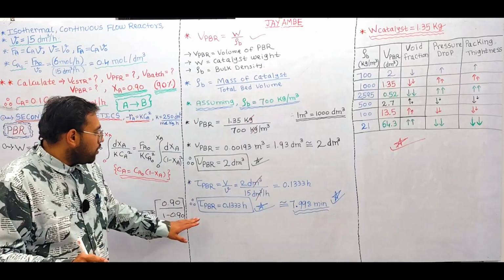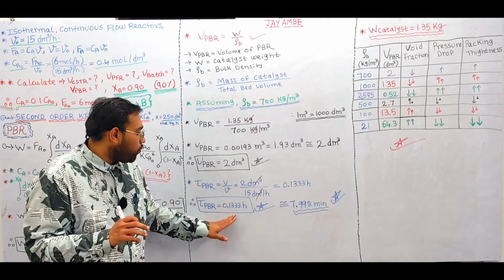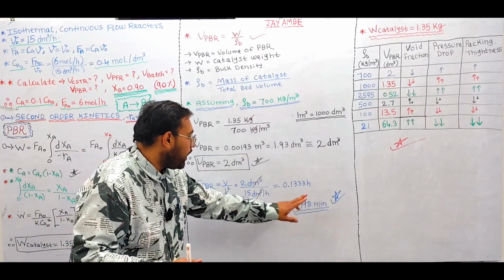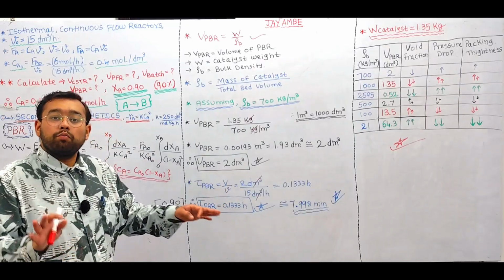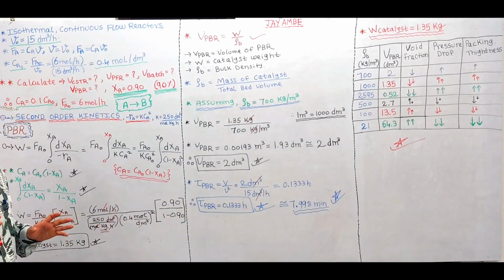Which means the space time of the packed bed reactor is 0.1333 hours, which is equal to 7.998 minutes, which means 8 minutes of reaction time we required for the packed bed reactor.